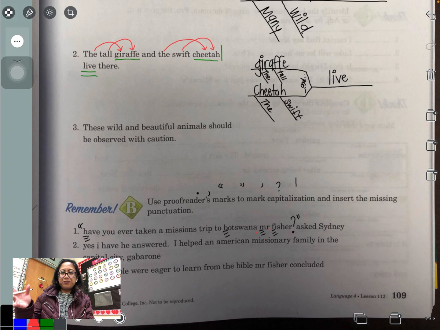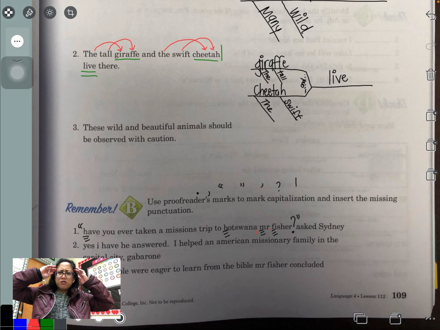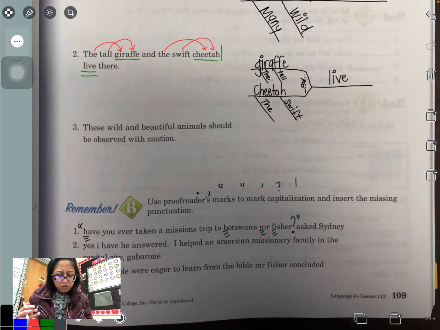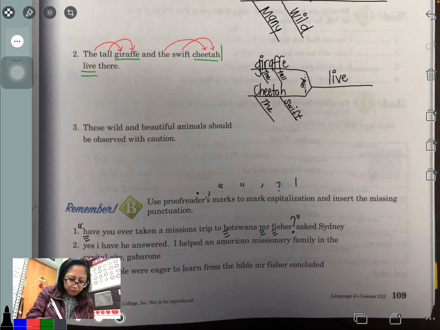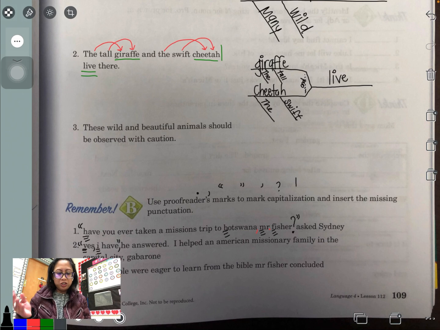So now the speech bubble shifts to Mr. Fisher. Now he's speaking, and we've got to imagine, what is Mr. Fisher saying? Okay, so he's saying, yes, I have. I know that. Yes, I have, comma, he answered. I've got to capitalize the Y in yes, and the I for sure. And since there's a yes, we've got to put a comma after yes. Okay. Now he's going to keep talking. Just because the quotation marks end after have, he's still saying, I helped an American missionary family in the capital city, Gaborone. So here's what I'm imagining him saying.